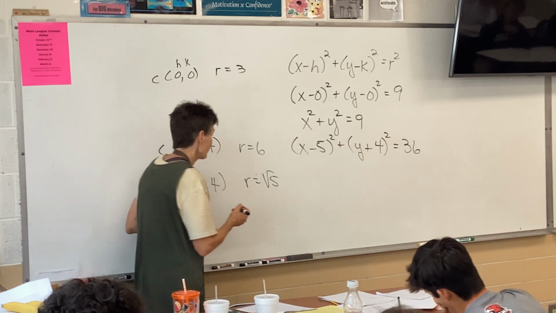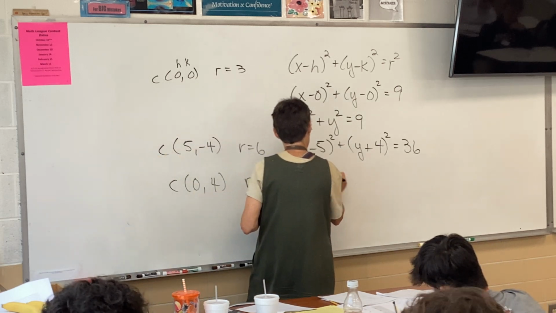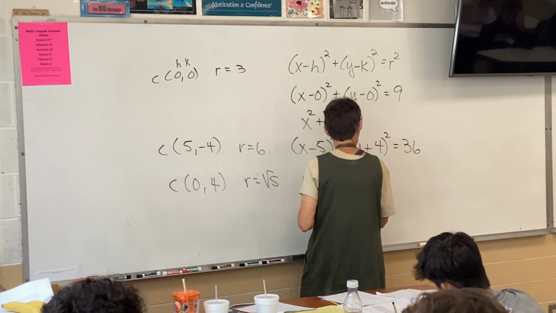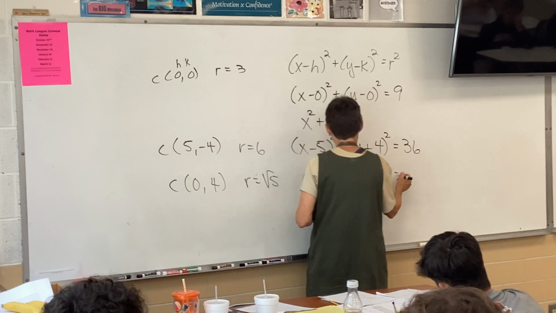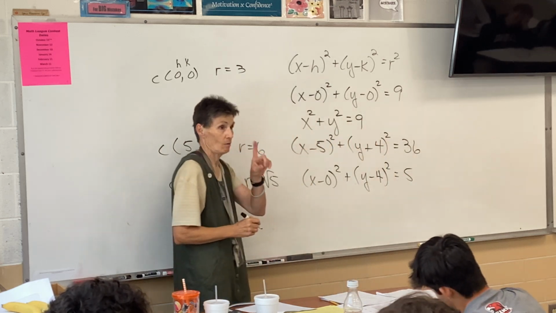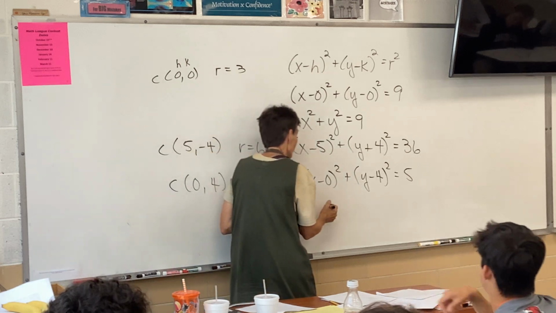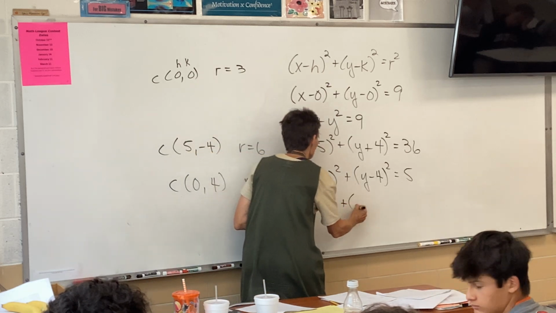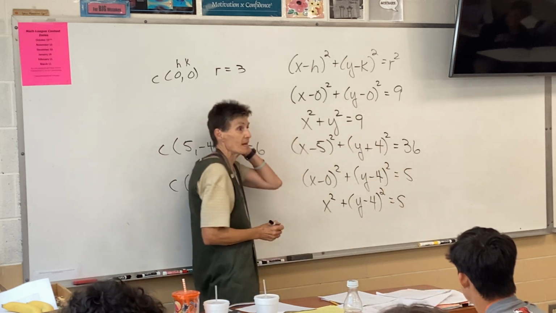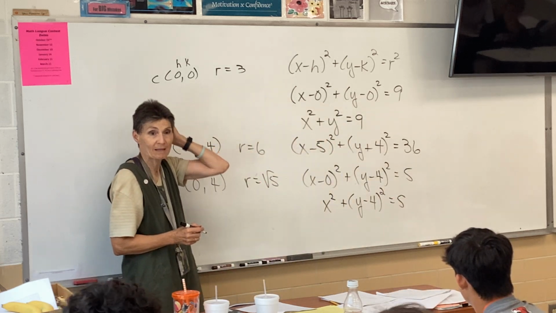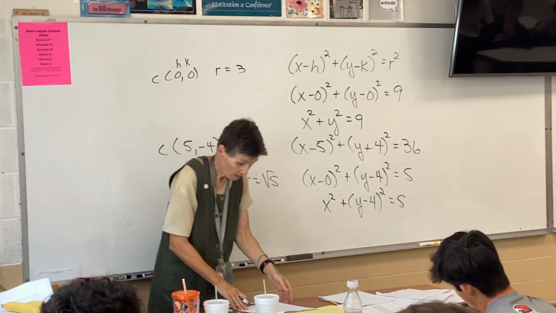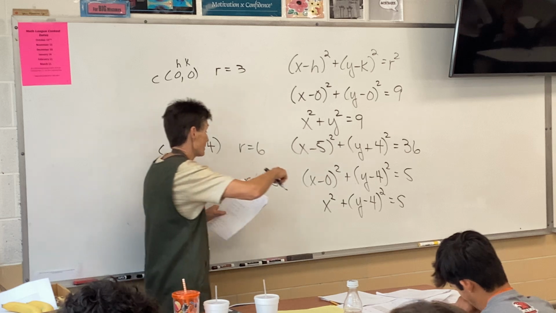Yep. Or the x minus 0 squared plus y plus, or yeah, y minus 4 squared equals 5. I totally love it. Now, if you just put plain x squared here, that is okay too. Either one is fine, but that is the answer. Does anyone have a question about that? Okay. Now we're going to go backwards.